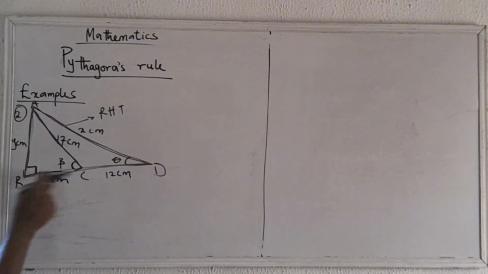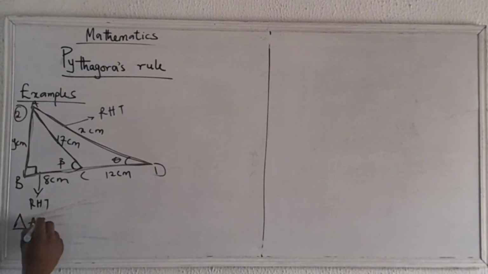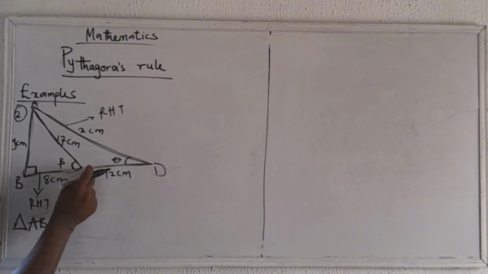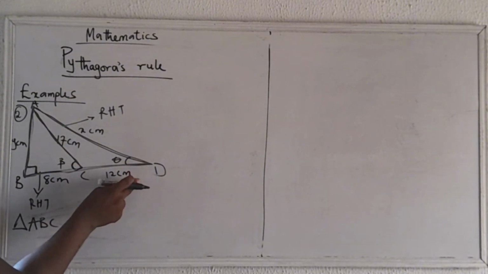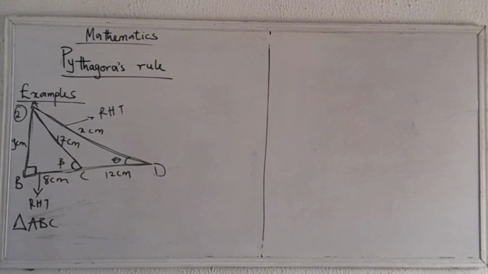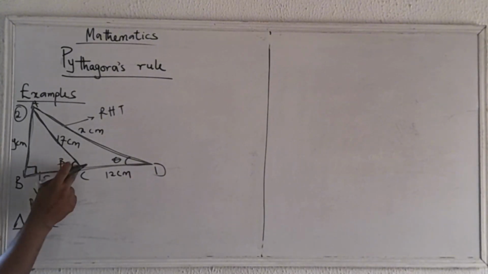Now, triangle ABC. In triangle ABC, we have Y, we have BC as 8 centimeter, CD as 12 centimeter, and this is the angle.